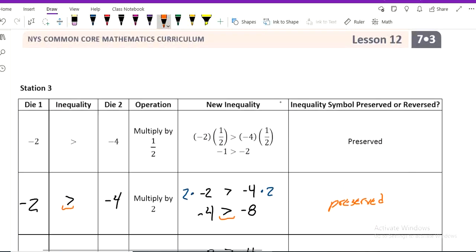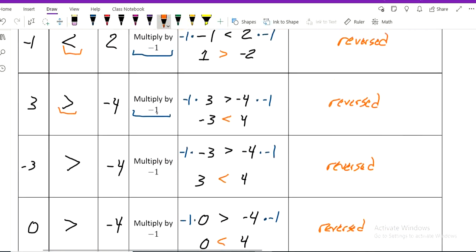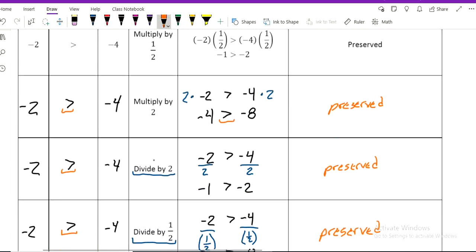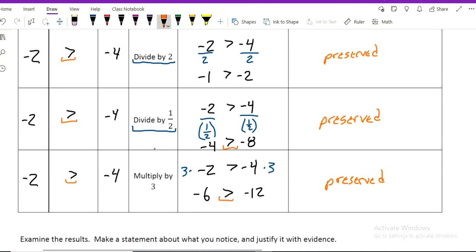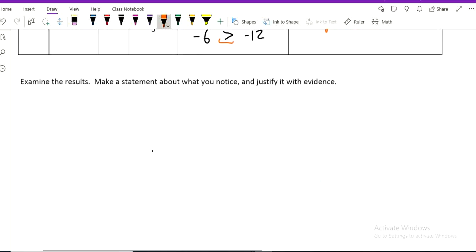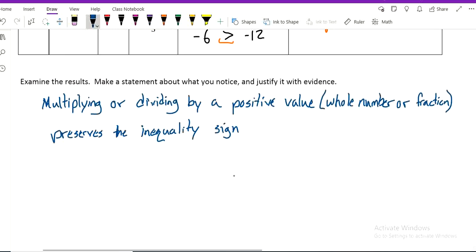Okay, so for the ones that were reversed, it doesn't seem that multiplication was the issue. Even though we multiplied by -1 here and it was reversed, we multiplied by positive 2 here and it was preserved, it stayed the same. So the operation doesn't seem to be the thing that reverses the symbol. So we will say that multiplying or dividing by a positive value, whether it's a whole number or a fraction, preserves the inequality sign.